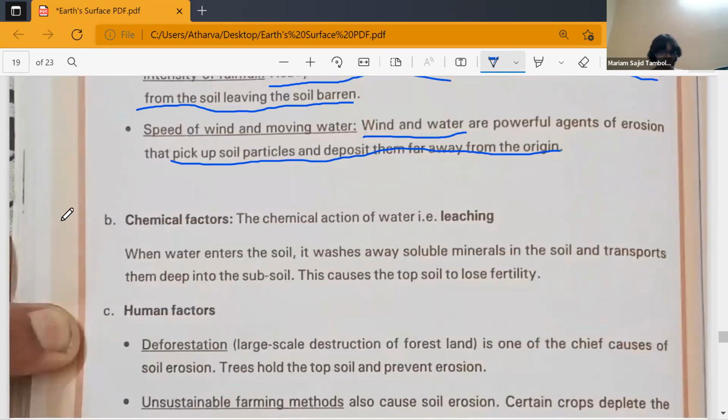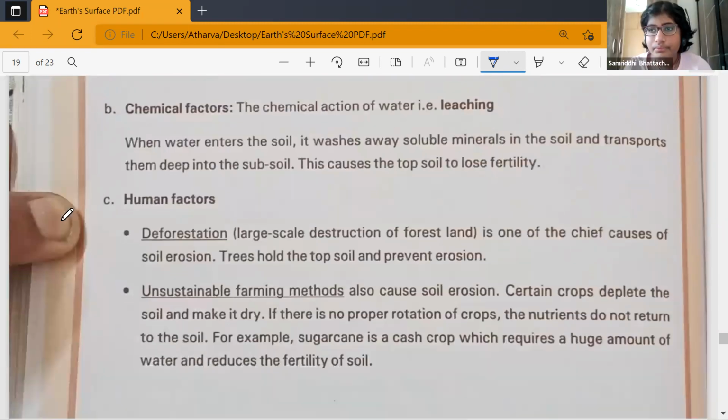Now we'll see what are the chemical factors of soil erosion. The chemical action of water, that is leaching. Because of that also soil erosion takes place. Now let's see what happens when the water enters the soil. It washes away soluble minerals in the soil and transports them deep into the subsoil. This causes the topsoil to lose its fertility, right?